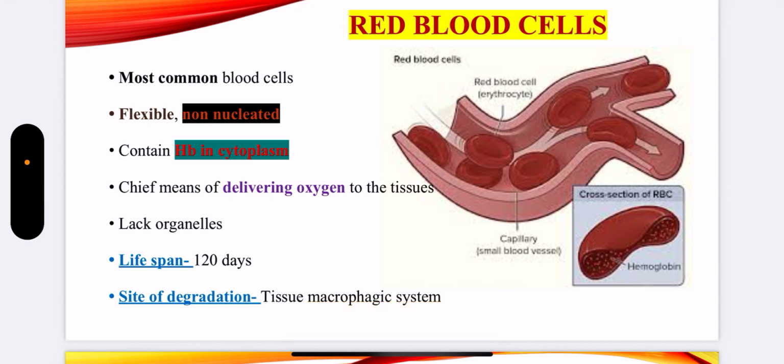These are also called red blood corpuscles, abbreviated as RBCs, also called erythrocytes. These are the most common type of blood cells. They are very flexible because of their shape. We'll discuss it later. They do not have any organelles. They are non-nucleated cells, but they contain hemoglobin in the cytoplasm. These cells are the primary means of delivering oxygen to the body tissues. The lifespan of RBCs is around 120 days, and they are degraded in the tissue macrophage system of the body.